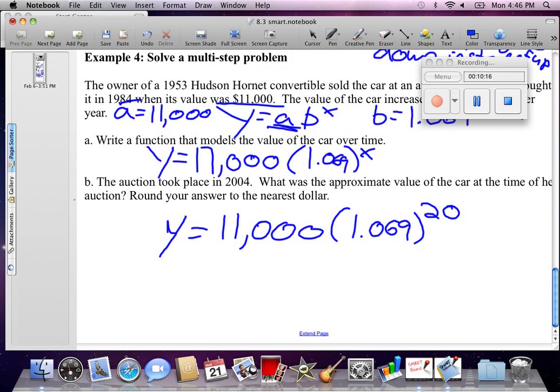Now we know that car values usually go down, but this is a collectible, and collectibles usually go up depending on how much money people are willing to spend on them. So that's why it's an exponential function. And we get, rounded to the nearest dollar, the car was worth at the auction $41,778.